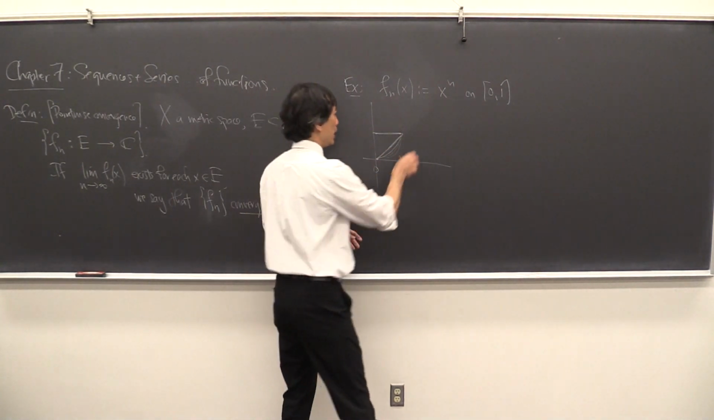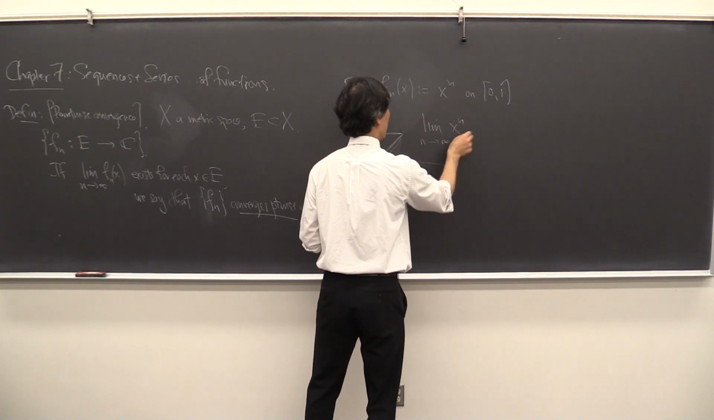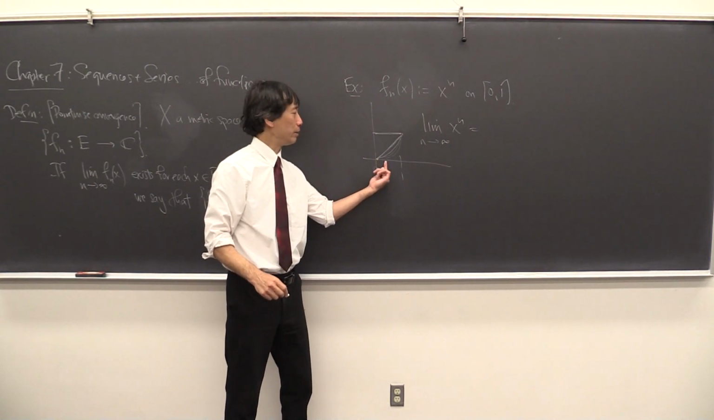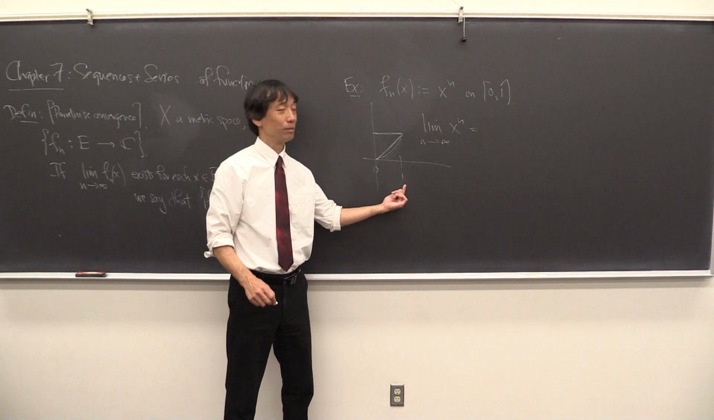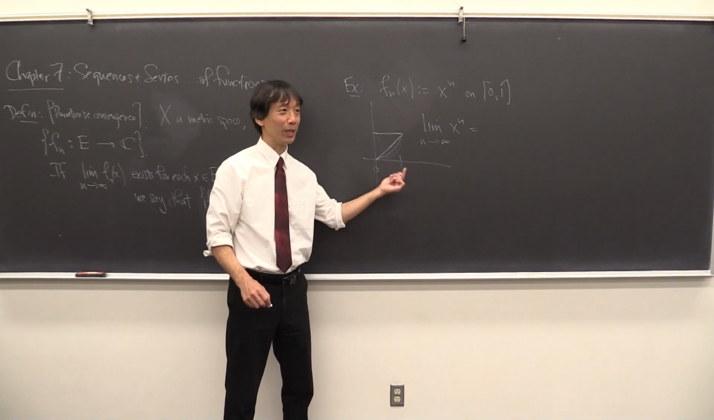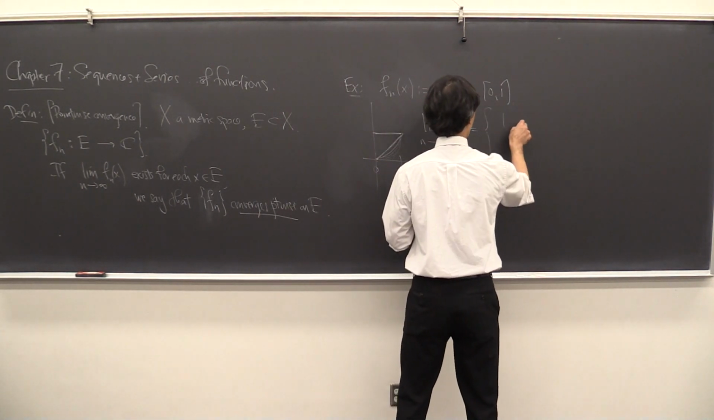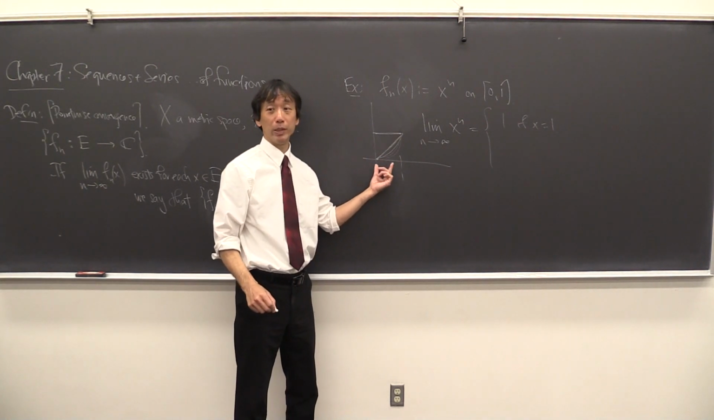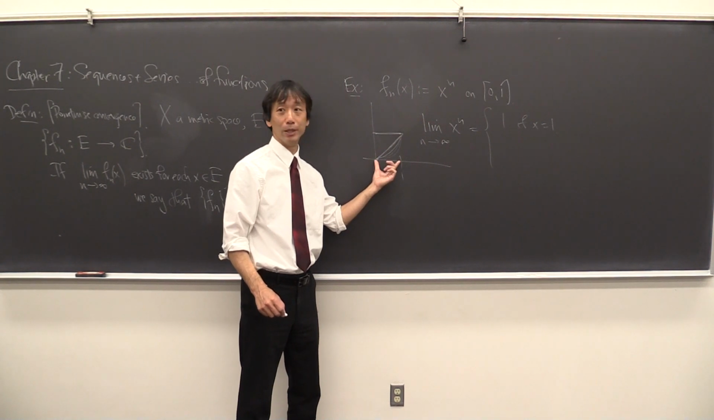Okay, and you see that if you take the limit of x to the n as n goes to infinity, what do you get? What happens at each of the points? Well, what happens at 1 first? What do you get at 1, 1 to the n as n goes to infinity? 1. Okay, so this is going to be 1 if x equals 1. But what if x is smaller than 1? Of course if it's 0, it's 0. What if it's between 0 and 1?